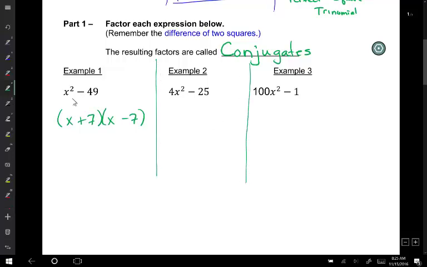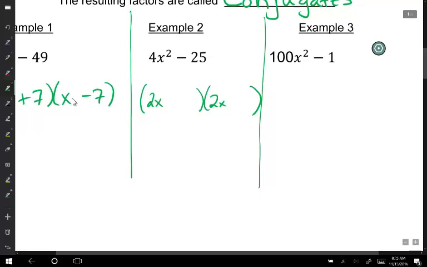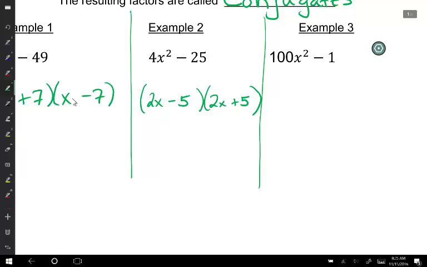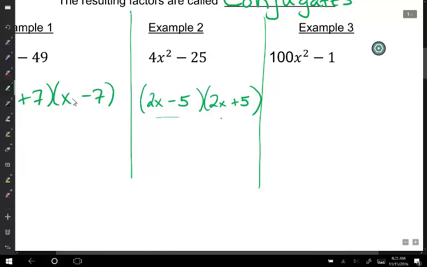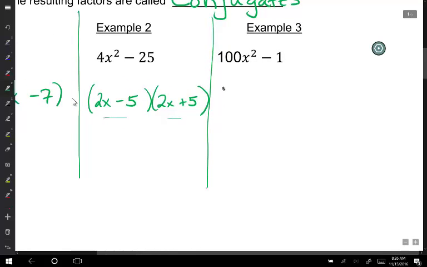In example 2, do we have something squared? What's being squared? 2x. So we have 2x and 2x. And then 25 is something squared. That's 5 and negative 5. Now, there's no rhyme or reason as to why one is positive and one is negative. It doesn't matter the order you put them in, so long as you put one of each. And once again, let's just say what these are called. What's the big fancy word for these two binomials? Conjugates.